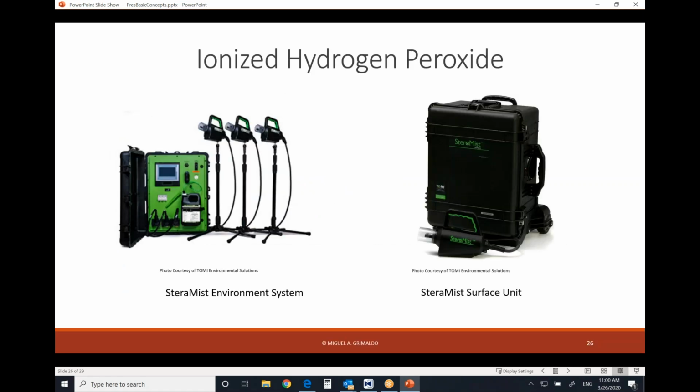The new technology that is out there right now is called ionized hydrogen peroxide. This ionized hydrogen peroxide has two systems. One is a handheld unit that is used to do surface decontaminations, and another one is an environmental system that could be used for decontamination in rooms and decontamination of surfaces as well.